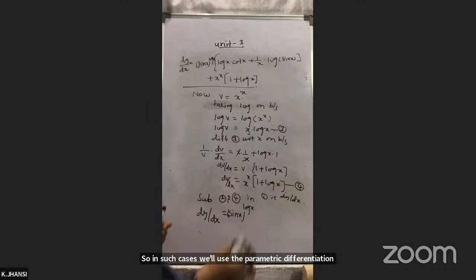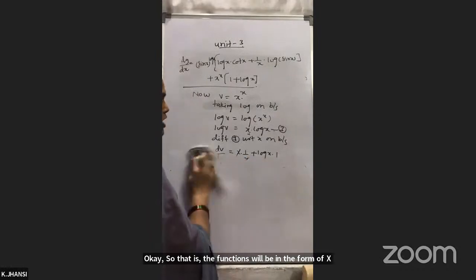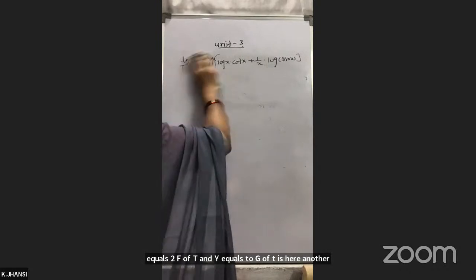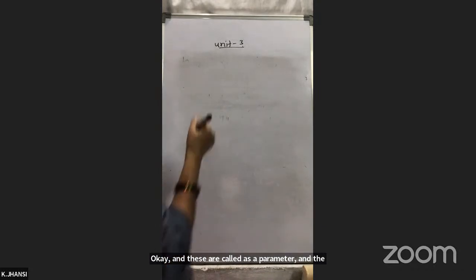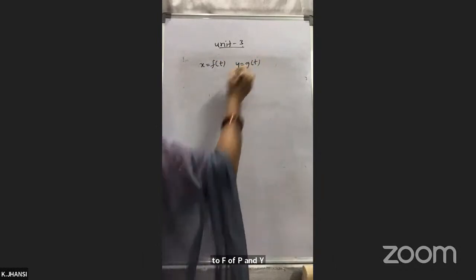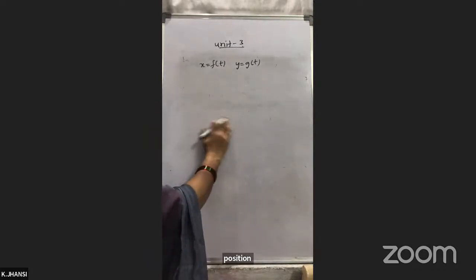So the functions will be in the form of x equals f of t and y equals g of t. t is here another variable, and t is here called a parameter. The expressions which are in the form x equals f of t and y equals g of t, where t is the parameter, such functions are called parametric functions, and the differentiation of these functions is called parametric differentiation. Okay, so here, for this also we need to find dy by dx.